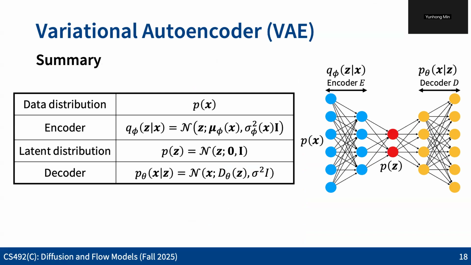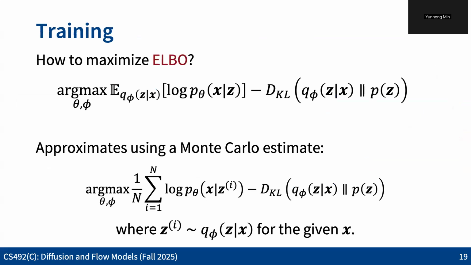So we are not just directly mapping one of the data points into a latent variable, but actually mapping it into some variational posterior. And based on this variational posterior, we are going to sample one of the latent variables that will be decoded back to the data point. So that's the basic idea.